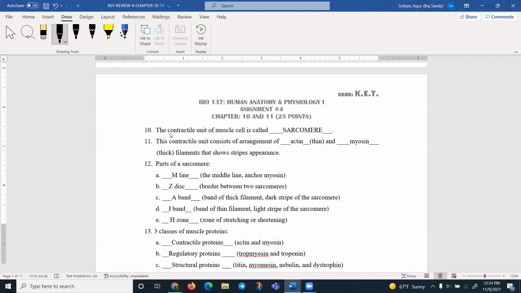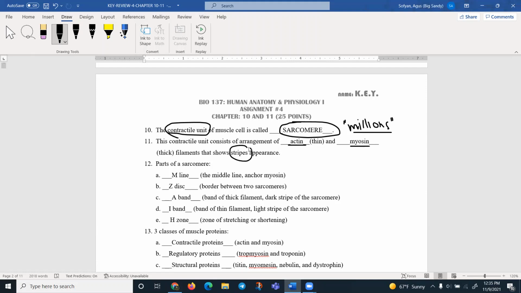The unit that contracts, the contractile unit of the muscle cell, is called the sarcomere. There are millions of sarcomeres in the muscle cell. Each of these has the ability to contract, so therefore it's called the contractile unit. This contractile unit consists of filaments, an arrangement of actin and myosin. This is the one that gives the striped appearance of muscle tissue under the microscope.